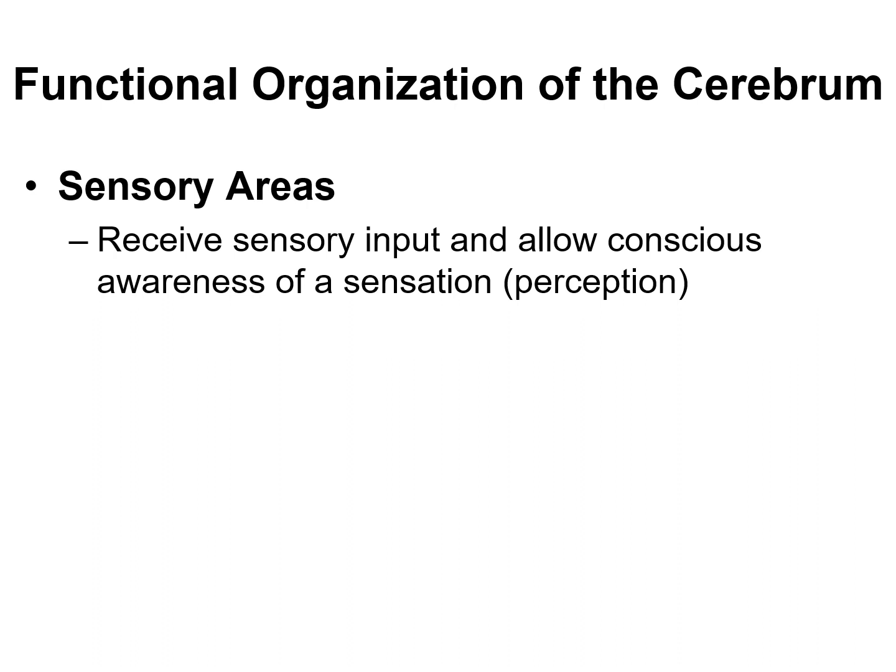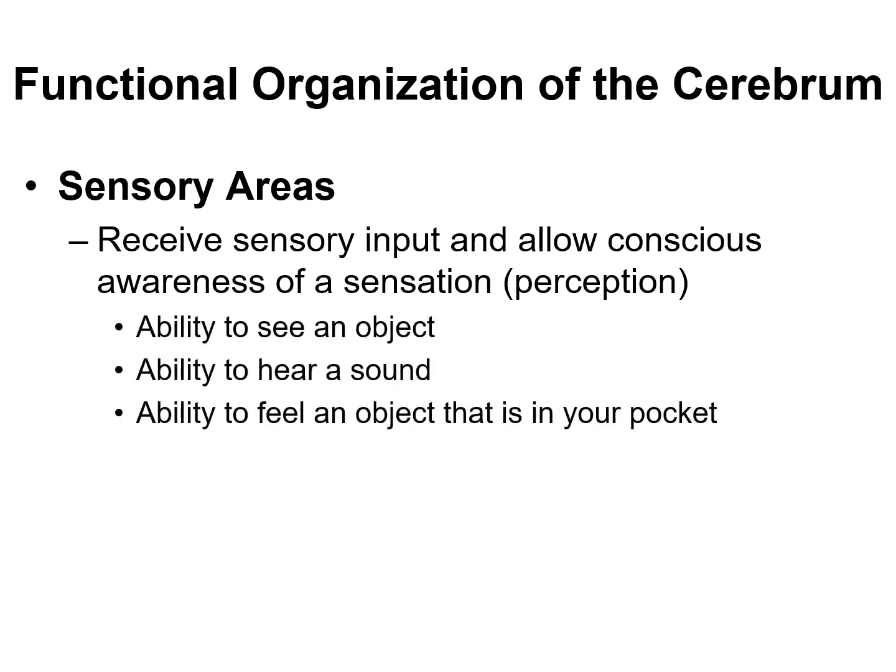The sensory areas are responsible for perception, your conscious awareness of a stimulus. For example, your ability to see an object as you are seeing these words in front of you now, or your ability to hear my voice, or if you were to put your hand in your pocket, your ability to feel an object that's in your pocket. The sensory areas are responsible for that.